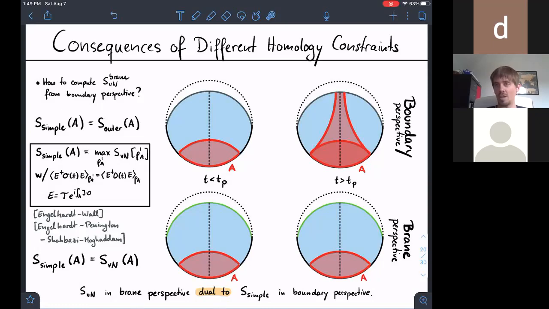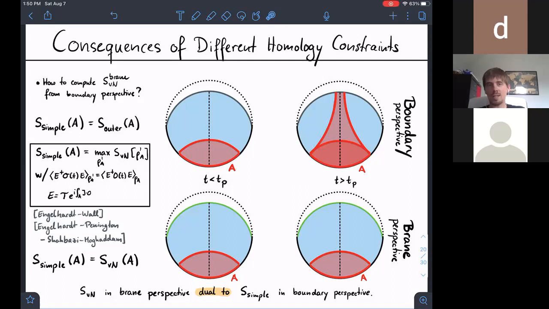But if we compute its area, we'll get the same results in the brane perspective. And now what we need to understand is what is the interpretation of this non-minimal extremal surface in the boundary perspective. Luckily, other people have asked these questions a couple of years ago in 2017, namely Netta Engelhardt and Aron Wall, and then there's been follow-up work this year by Engelhardt, Pennington, and Shahbazi Moghaddam. What they argue is that the area of this surface computes what is called the simple entropy.